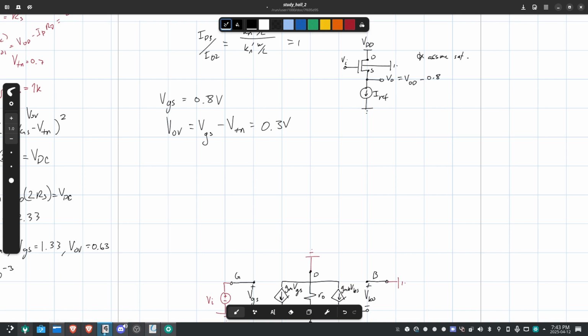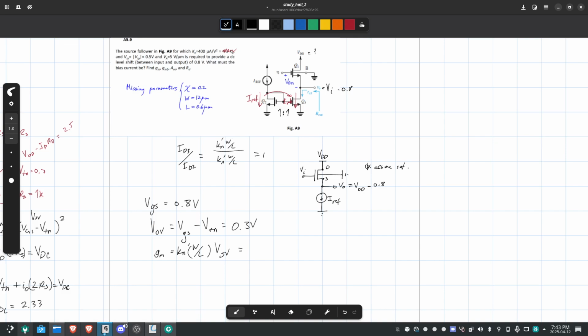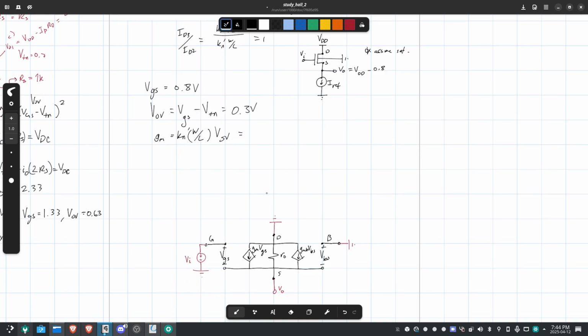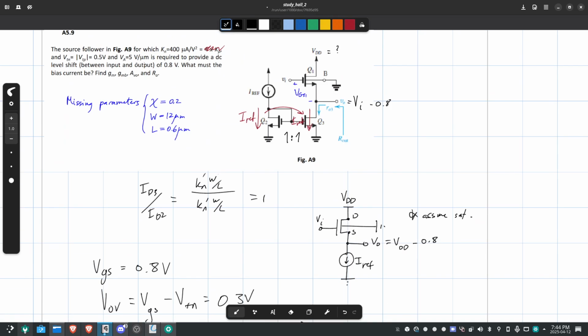Now, what is GM? GM is equal to Kn apostrophe W over L of VOV. We know all these numbers. So it's going to be 400 times 10 to negative 6 times W over L. W is 12, and then L is 0.6. They're the same unit, so you don't need to write that down. Times 0.3. You end up with 2.4 times 10 to the negative 3 for GM. So there's your GM.